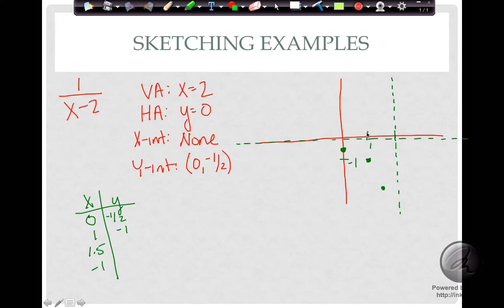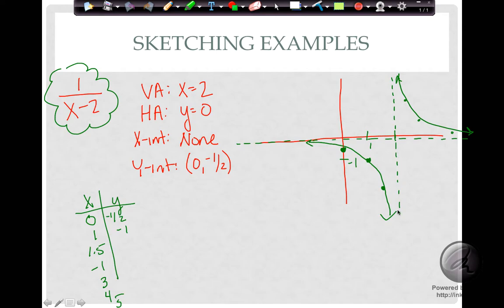And then you can connect the dots thusly. But there's always things that happen on both sides of the vertical asymptote. In this particular case, if that's a 2, you would plug in numbers like 3, and 4, and 5, numbers on the right-hand side of the asymptote, and you would find that the dots followed some pattern like this, and you would connect the dots. And there we go. There is the graph of 1 over x minus 2.